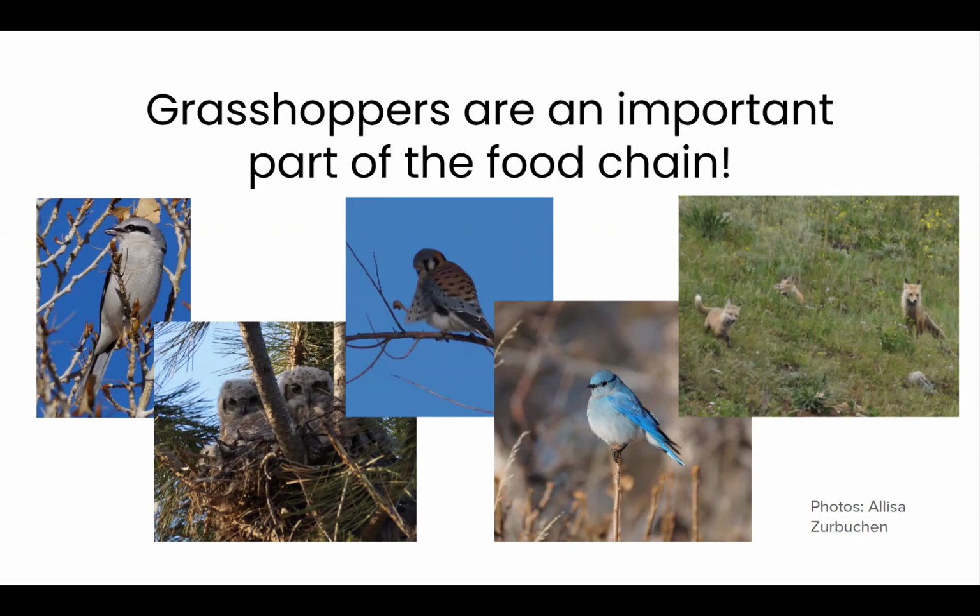We have a kestrel in the middle. Kestrel diets have a lot of grasshoppers in them. We have a bluebird, and then there are even mammals that will eat grasshoppers. These are some fox kits that I saw. Coyotes will also eat grasshoppers, and a lot of mammals will opportunistically eat grasshoppers. It might not be something they're hunting, but when the opportunity presents itself, they will enjoy that snack.